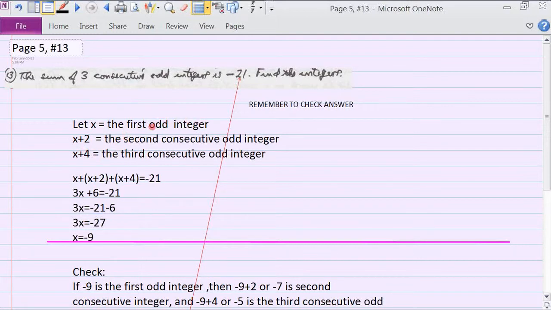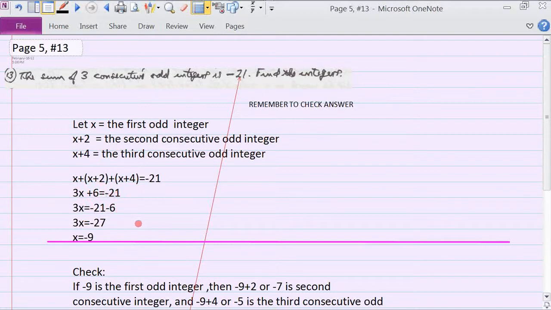So we have the first odd integer is x, the second one is x plus 2, and the third one is x plus 4. Now we're going to add these 3 consecutive integers, and we're told that the sum is minus 21. So we add x, which represents the first, x plus 2, which represents the second, and x plus 4, which represents the third, and that sum should be minus 21. We add the x and the x and the x, we get 3x. We add the 2 and the 4, we get plus 6.